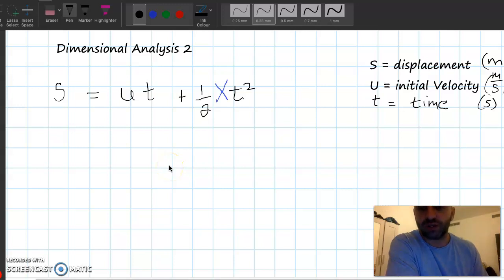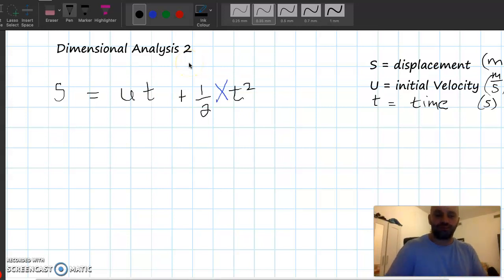So this video is also on dimensional analysis. I decided to put in a second one just to show you what happens when you have a coefficient or a fraction or some multiplier on one of your quantities. They really make no difference at all.